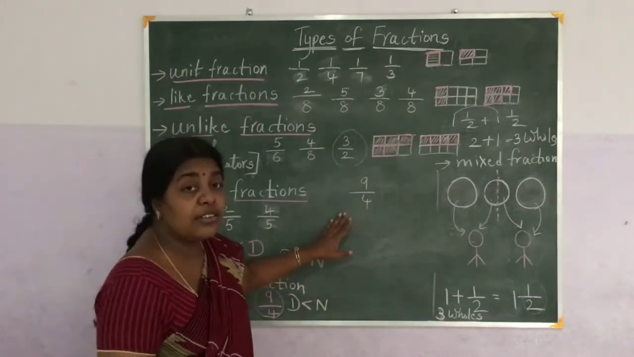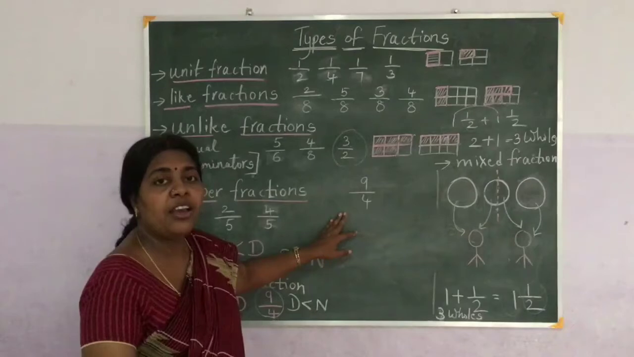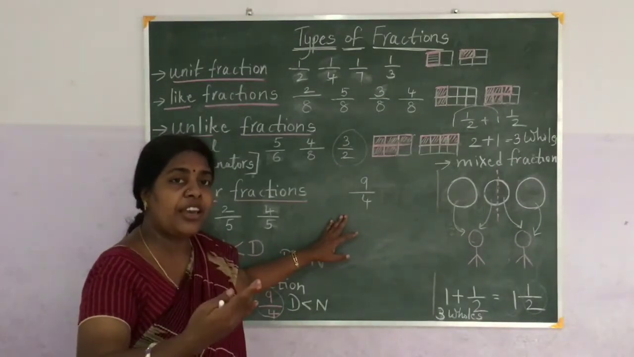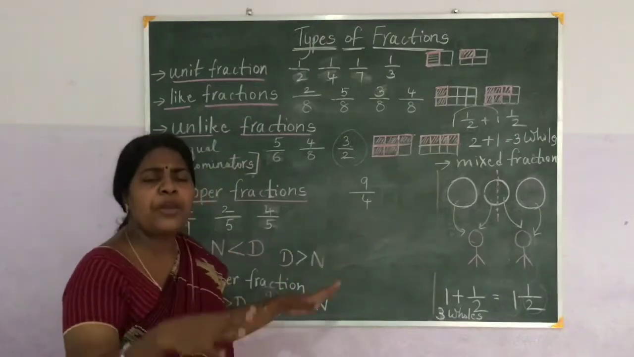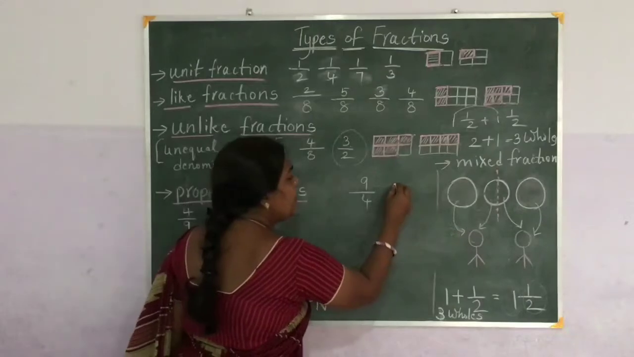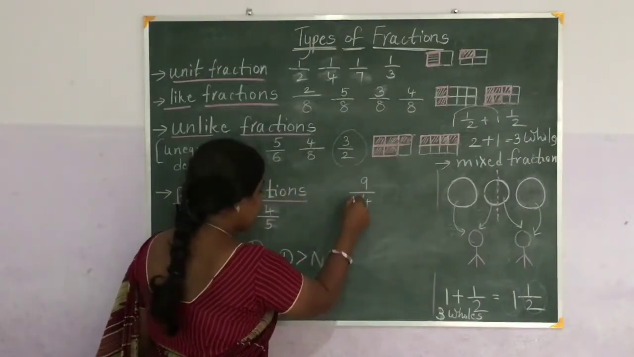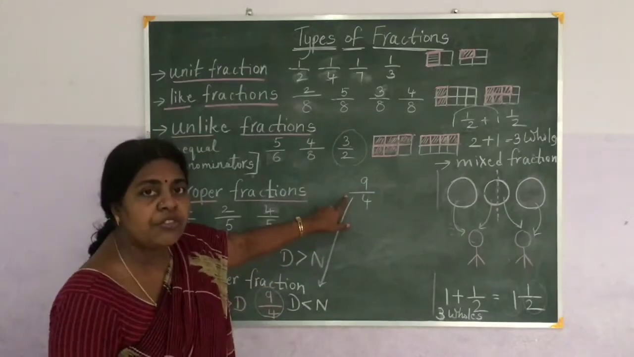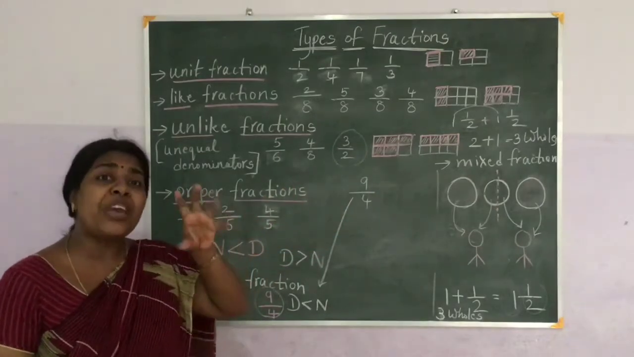Here we are having not one whole. We are having more than one whole, that means 2 or 3 or 4. So now this is an improper fraction. You know that this is an improper fraction. Now how can you convert this improper fraction into a mixed fraction?